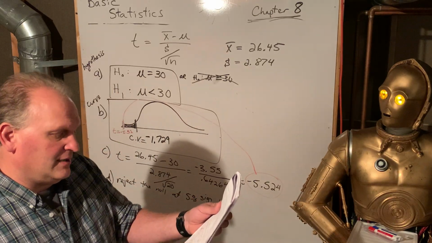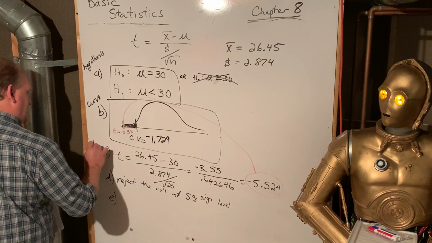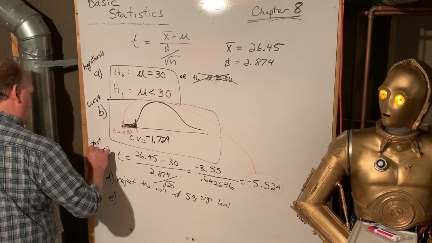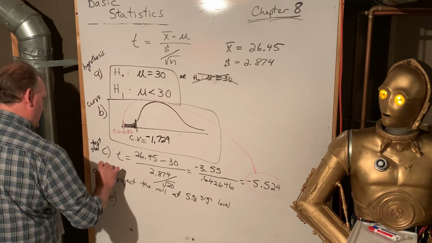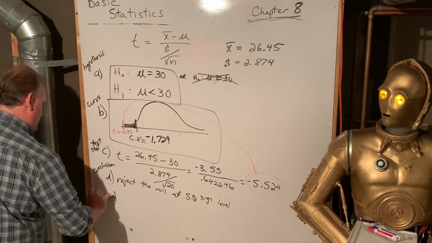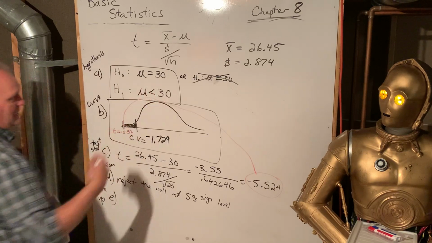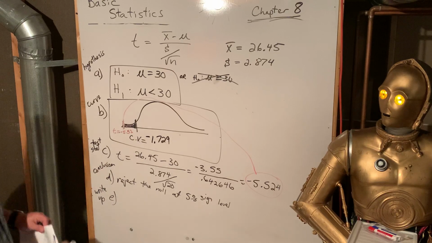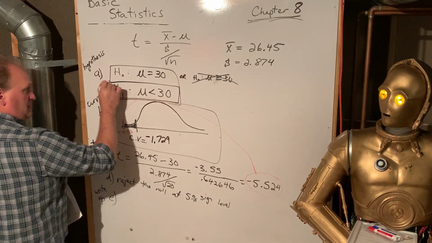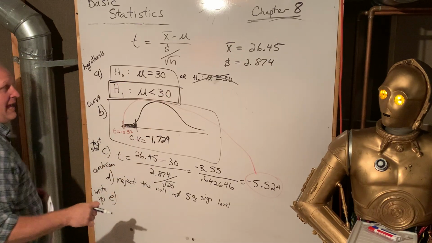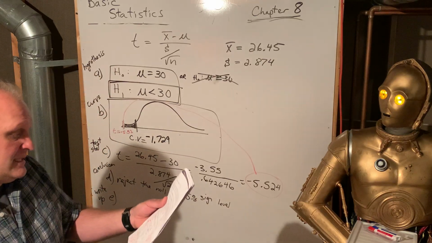And then letter E, we state it in terms of the problem. We restate our conclusion. So this was find the test statistic. This is do your conclusion. And then letter E, we'll call that the write-up, meaning you put it back in the context of the problem. So we reject the null, that's gone. And this is what we are concluding. We're concluding that your average miles per gallon is less than 30 miles to the gallon.